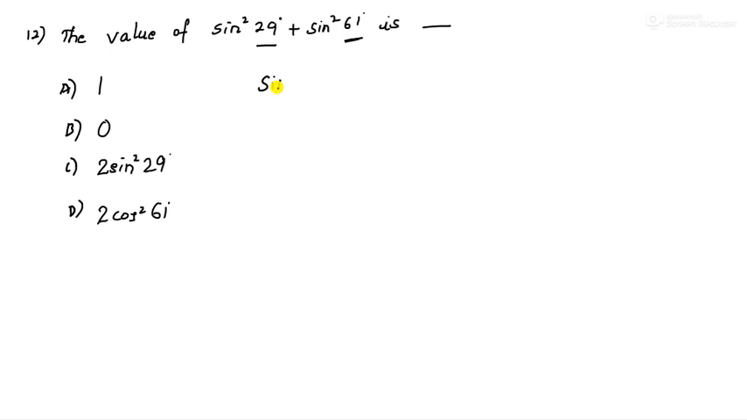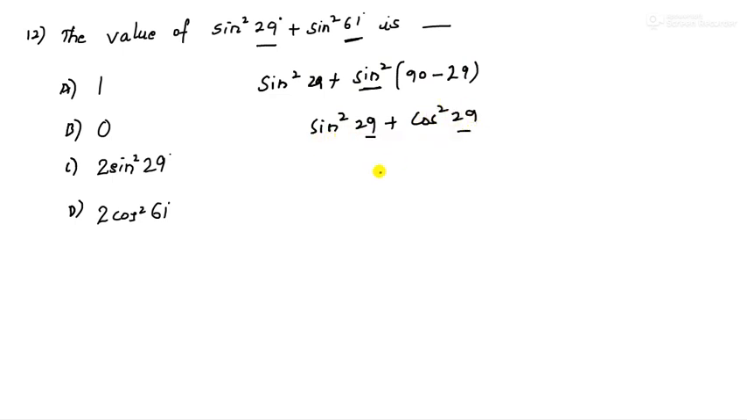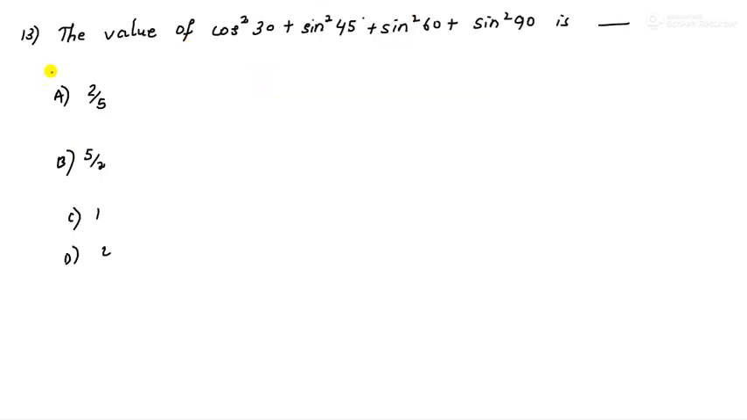Next question they have given, the value of sine square 29 plus sine square 61 is dash. So it's the same as complementary. Sine square 61 can be written as 90 minus 29, correct? And sine of 90 minus 29 becomes cos square 29, correct? So this is in the form of sine square theta plus cos square theta, which is equal to 1. Okay, so it is a very interesting question. Answer is 1. Okay, formula along with complementary. Very interesting question. So the next question is question number 13.